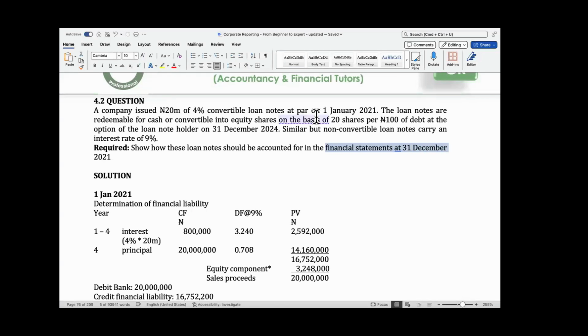So you will see that this company borrowed 20 million. It will pay 4%, and they have already specified that it is a convertible loan note. Now there's a conversion option, and they borrowed it on 1st January 2021. They told us that the holder either redeems for cash or converts into shares, and they have told us the basis of conversion.